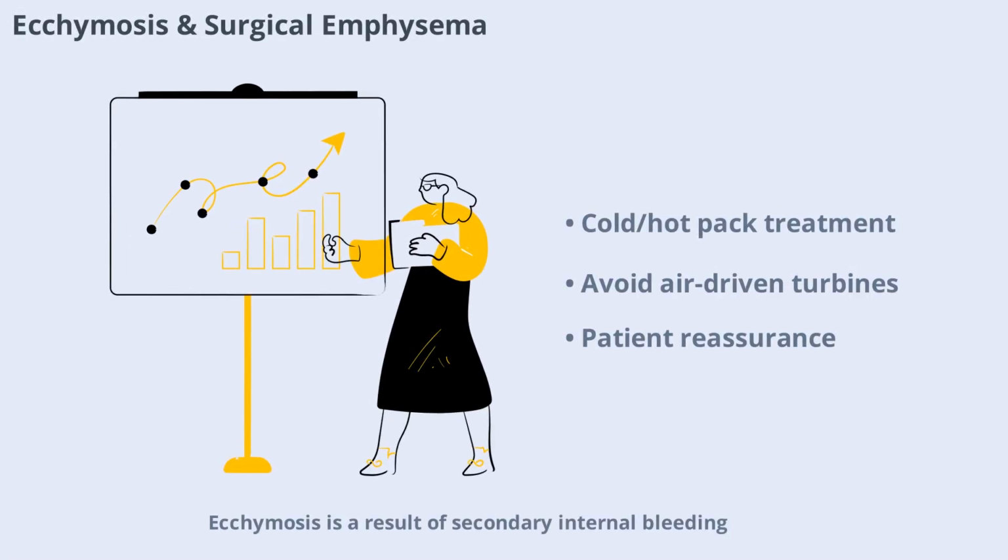Ecchymosis is a result of secondary internal bleeding and typically absorbs spontaneously within 1 to 2 weeks. Management includes cold or hot packs and reassurance for the patient. Surgical emphysema occurs when air is pushed into tissue spaces, often from air-driven turbine drills. It develops rapidly and is characterized by a crackling feel under the skin. Prevention involves avoiding air-driven turbines for bone or tooth sectioning. Understanding these complications and their management helps ensure patient safety during oral surgery.